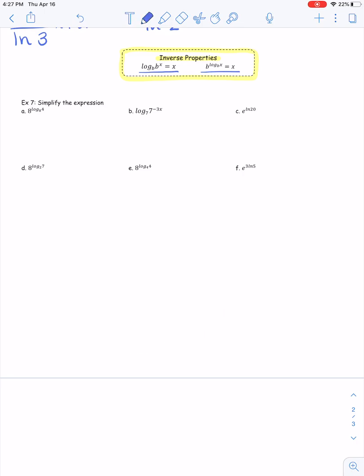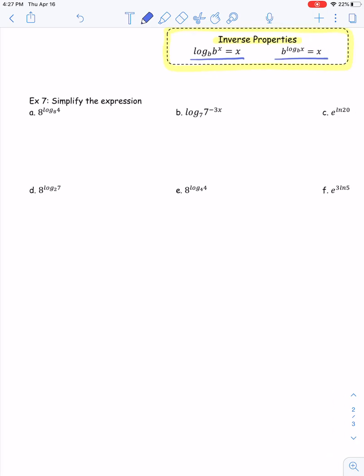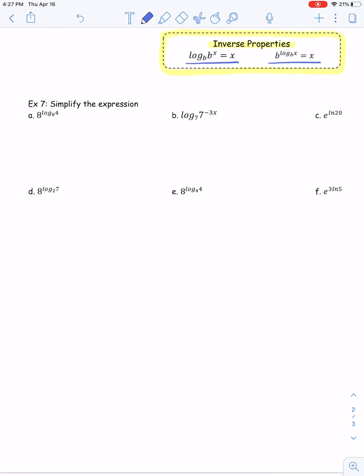So what does that look like? It says simplify the expression. So notice we have 8 raised to the log base 8 of 4. Well, what do you notice about your number here and your base here? They are the same. The number here and the base here are the same. So what does that mean? That means we're just getting the value of that argument, which would be 4.